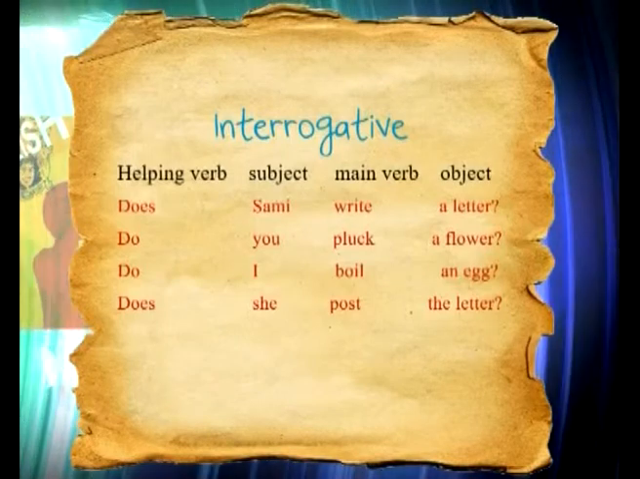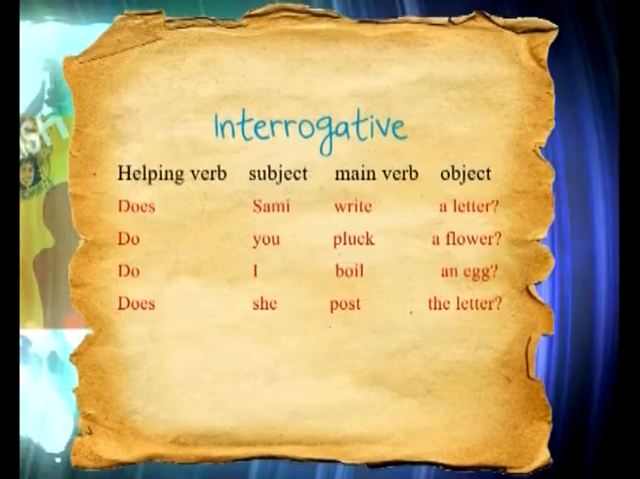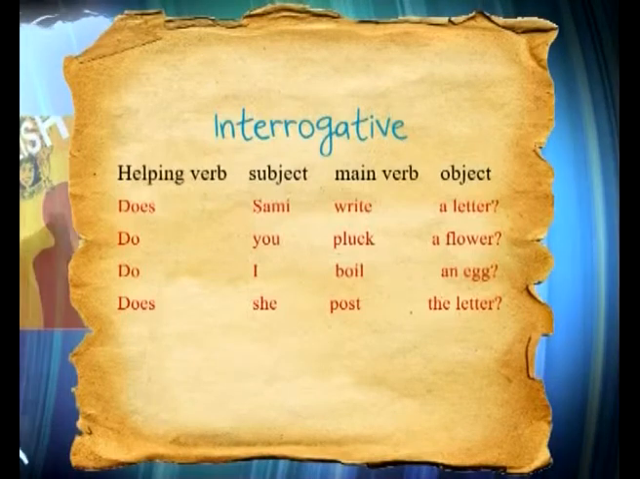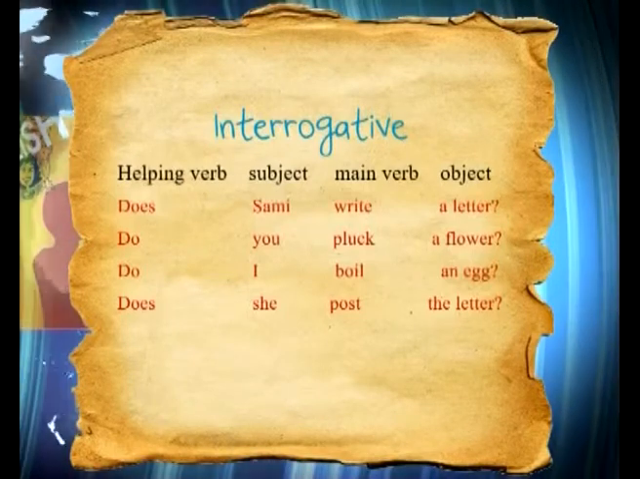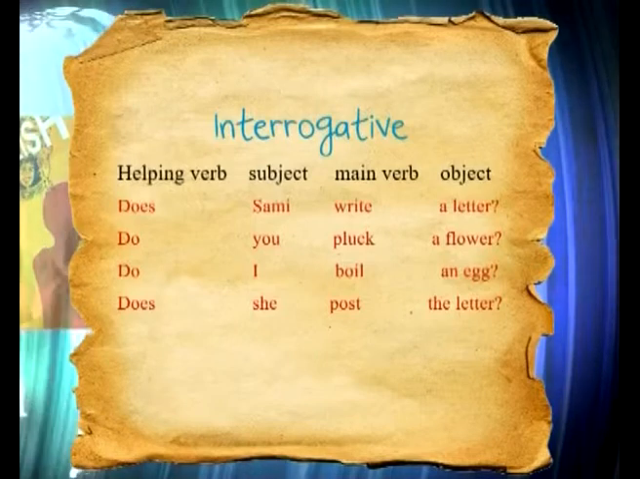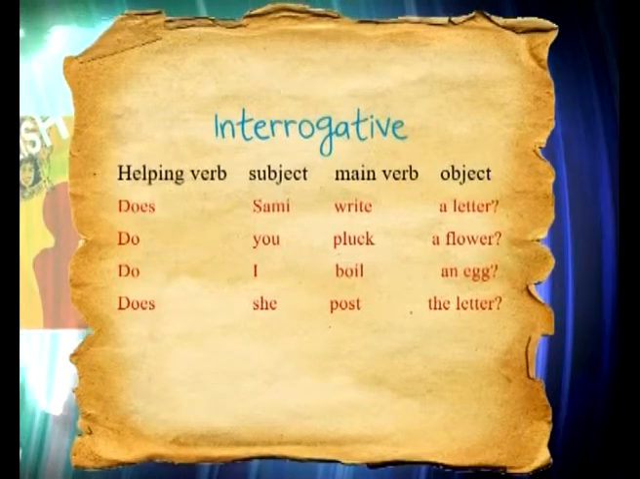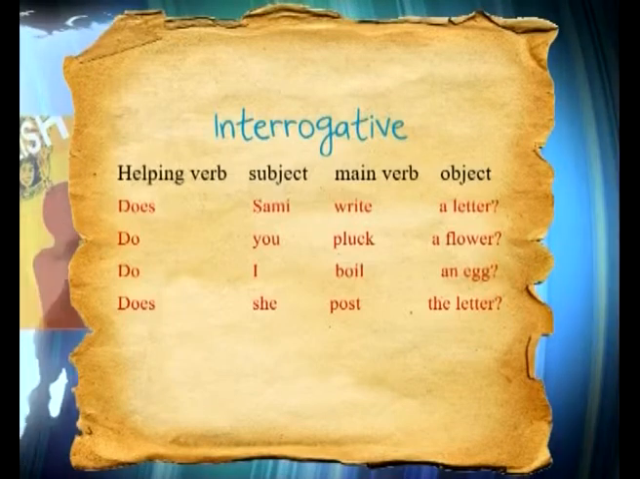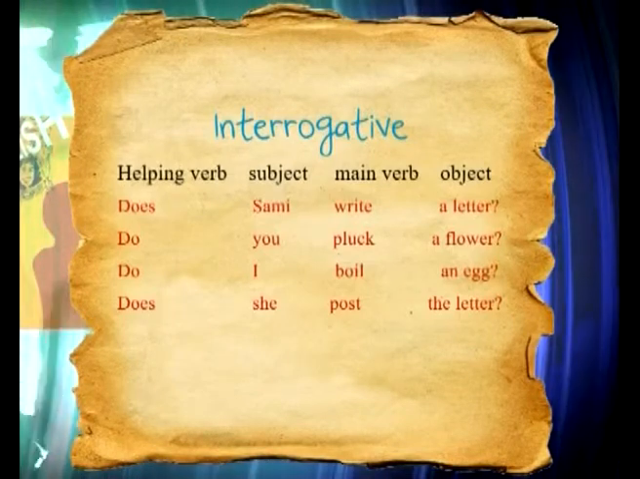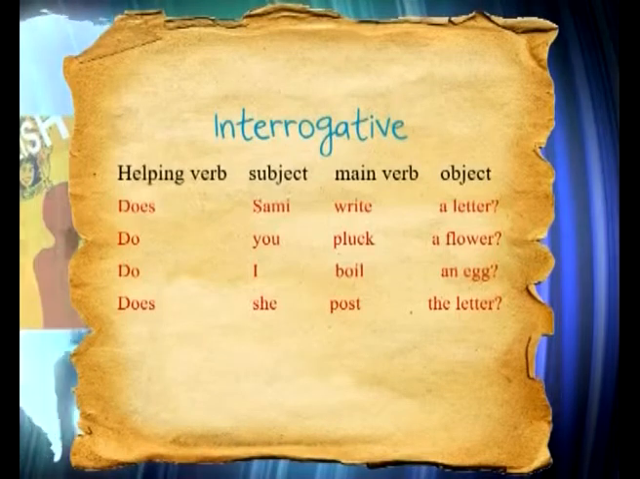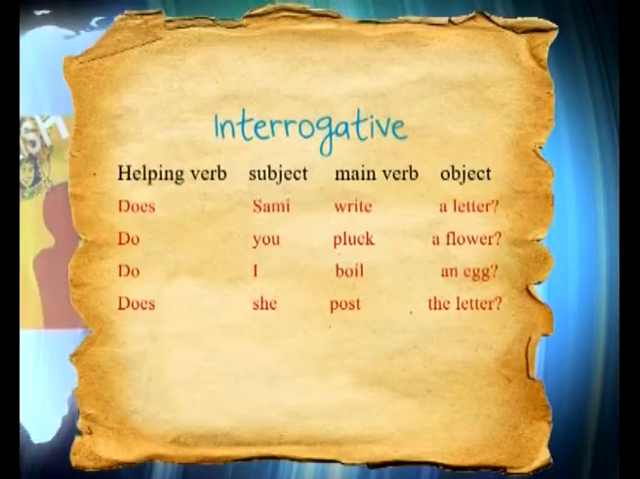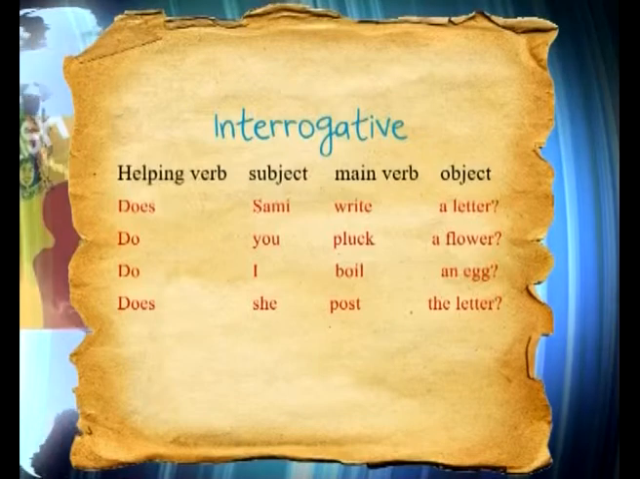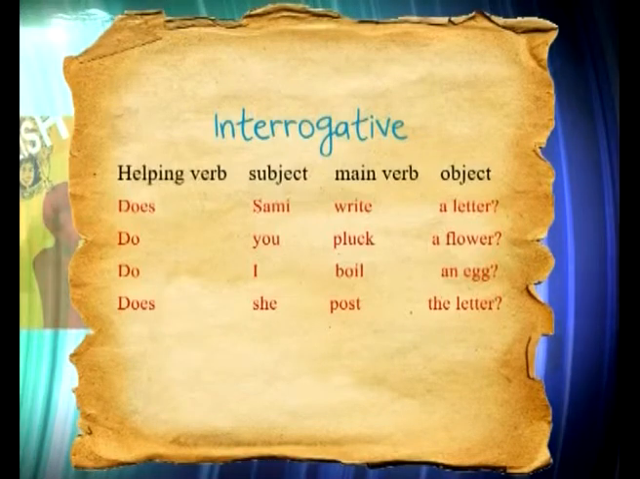The helping verb, that is do or does, comes to the beginning. Subject goes after that, and the main verb and then object if needed. For example, does Sami write a letter? And here, by the way, don't forget to put the question mark. In our examination system, people are really very particular about these things. If, for example, you construct the whole structure properly, but forget to put question mark, your sentence will be considered wrong. So be careful there.